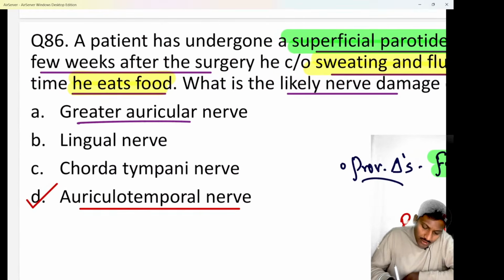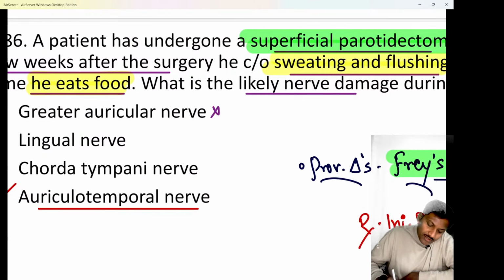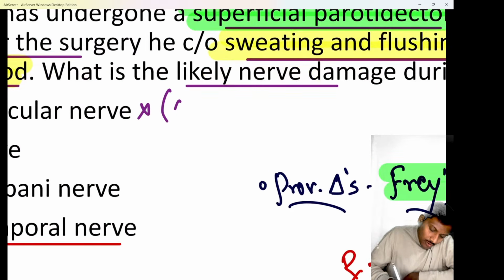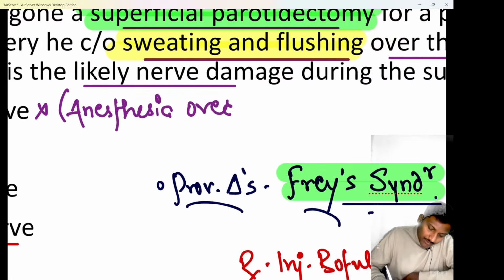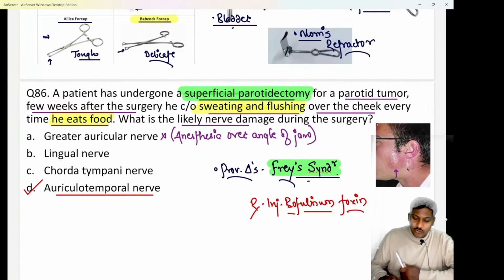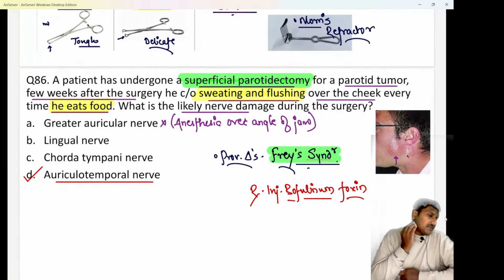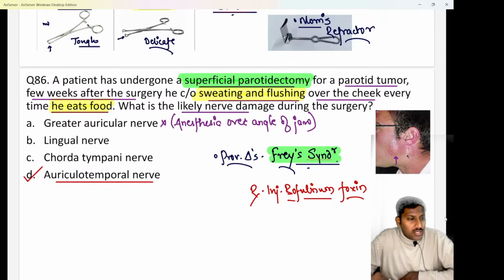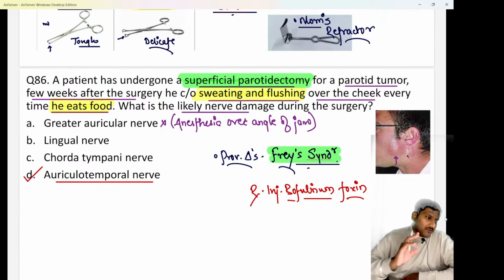Yes, greater auricular nerve may be damaged during the surgery, and whenever greater auricular nerve is damaged in the surgery, patient has loss of sensation or anesthesia over the angle of jaw. So during a parotidectomy surgery, greater auricular nerve can be damaged, and if there is damage to the greater auricular nerve after few days of surgery, patient complains of loss of sensation or anesthesia over this angle of jaw while shaving. That is a common PYQ again. So greater auricular nerve injury will cause anesthesia over the angle of jaw.